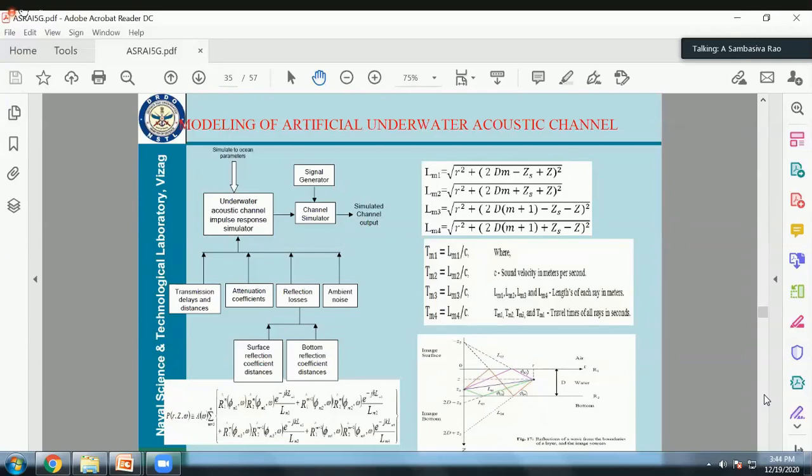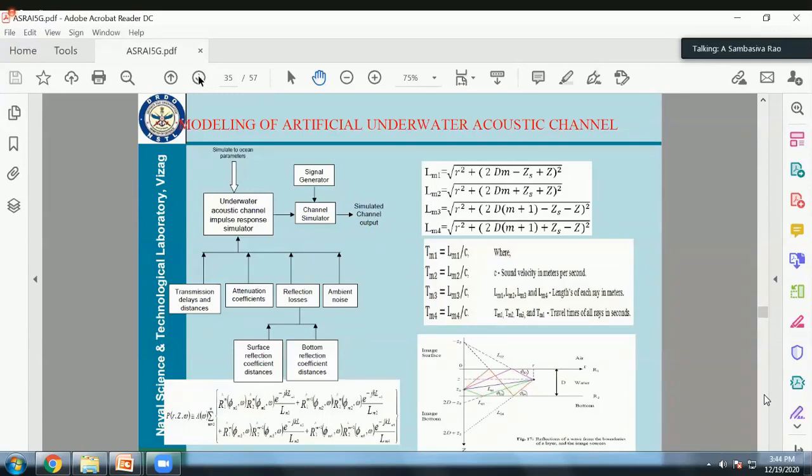I worked on it. We modulate, and the modulated signals we give to the channel model. Channel models are available on the internet. I will guide you if anybody is interested. Okay, next one.